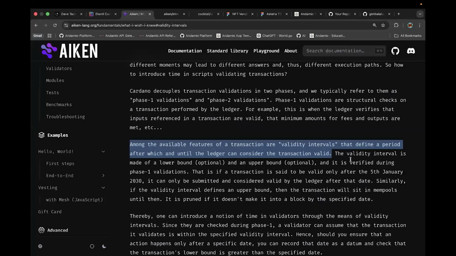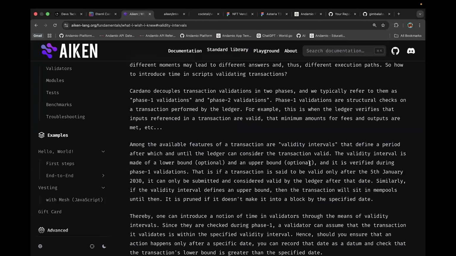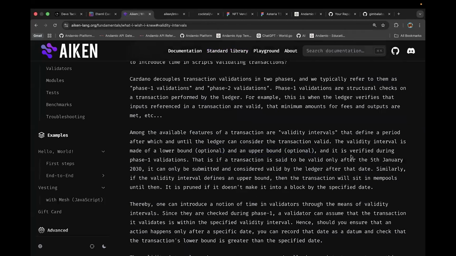The validity interval is made of an optional lower bound and an optional upper bound. And when they say optional, they're basically saying if we don't put them, it becomes minus infinity and plus infinity. And it is verified during phase 1 validations. That is, if a transaction is said to be valid only after the 5th January 2030, it can only be submitted and considered valid by the ledger after that date.